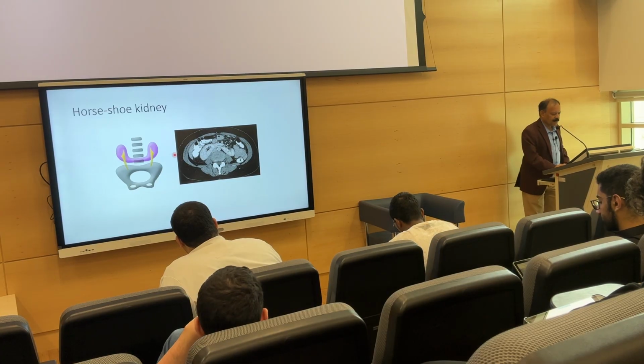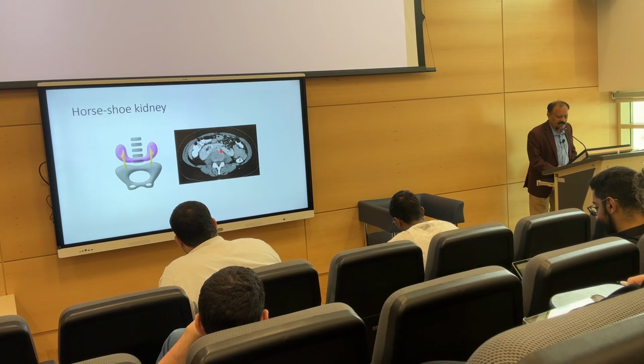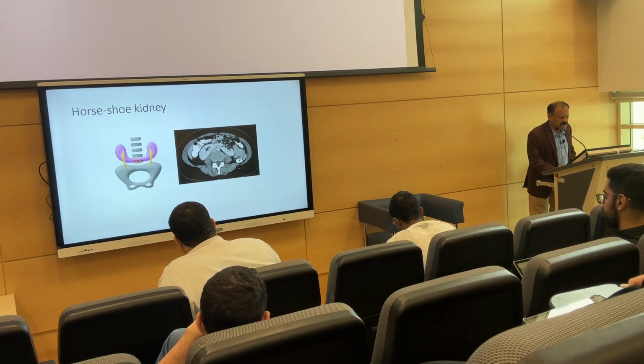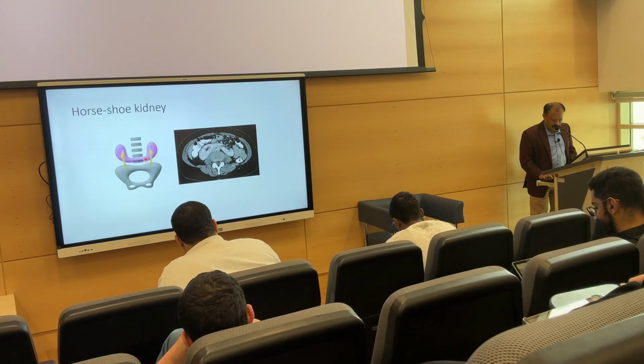Now you can see in the CT this artery, which is the inferior mesenteric artery, and you can see the lower pole of the kidney is attached this way. So this is the kidney. I have more pictures.